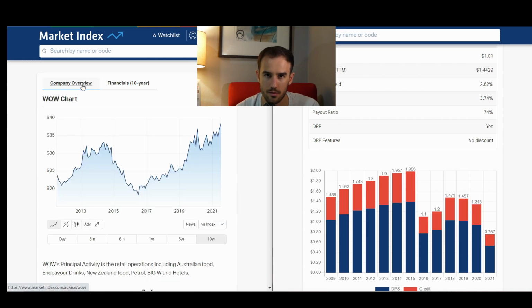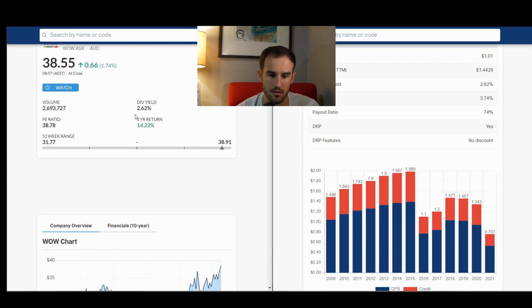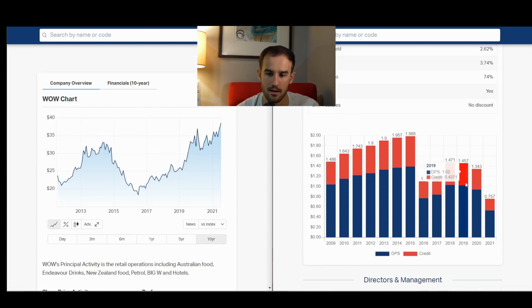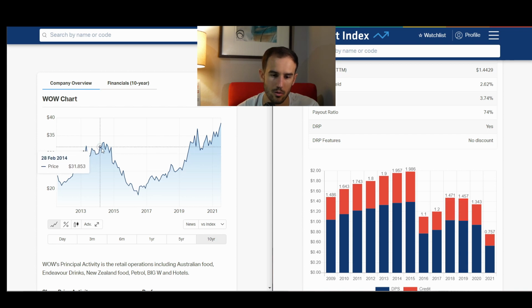Next example, Woolworths. In this example, I want to show you guys how the stock price affects dividends and potentially the dividend yield. If we look back at 2014, when Woolies shares were trading at around $31, $32, we can see that something significantly changed over the next couple of years going into 2015 and 2016, where the stock price fell to $18. Now, if you look at the dividends, the dividends only really started falling around 2016.